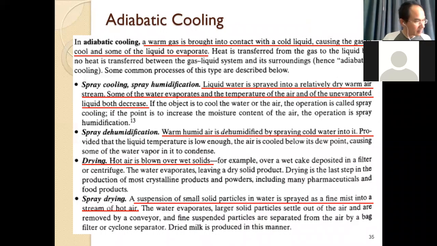Okay, let's continue to talk about the last topic of this slide. We talk about adiabatic cooling. If we consider the adiabatic system, that means it is a closed system, meaning there is no heat transfer between the system and the surroundings. This is the adiabatic system.